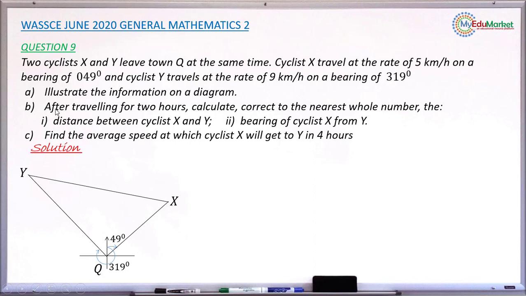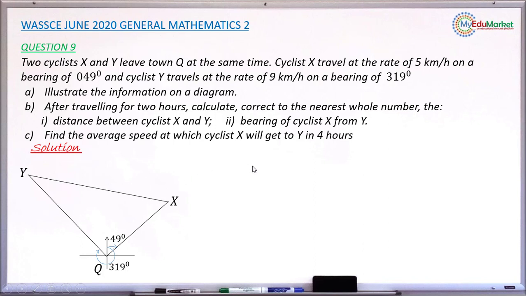Question number B asks that after 2 hours, each traveling at those different speeds, 5 km per hour for cyclist X and 9 km per hour for cyclist Y, how far apart will they be? That is the distance from X to Y. And to find this length, we will simply employ the use of the cosine rule.